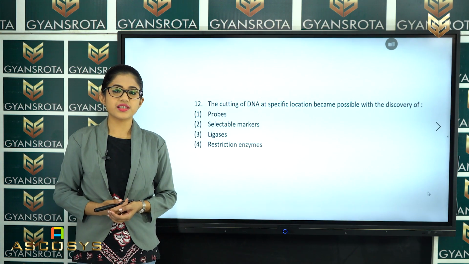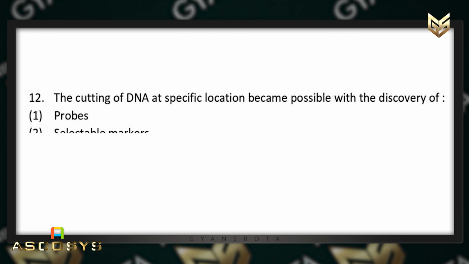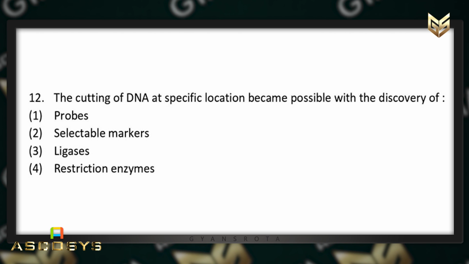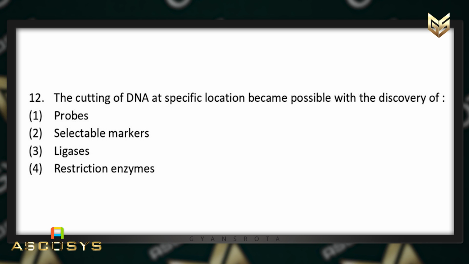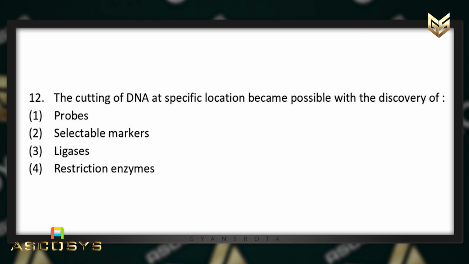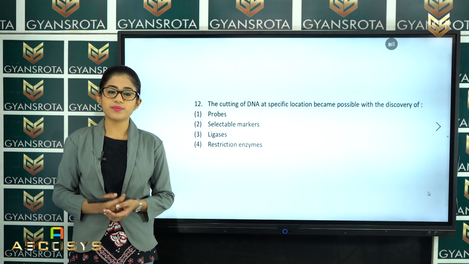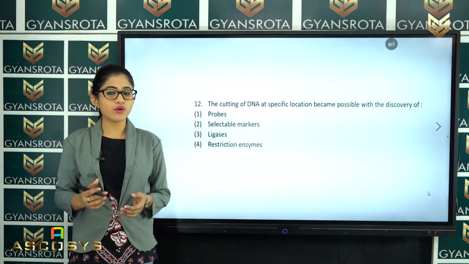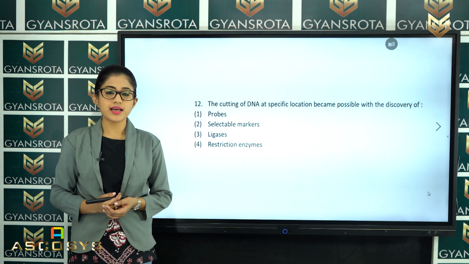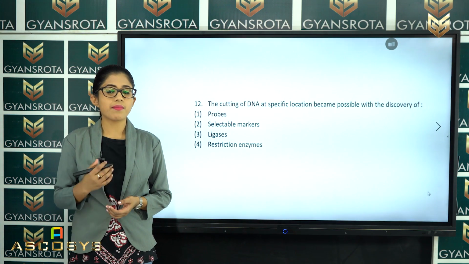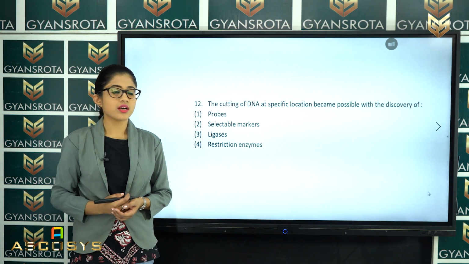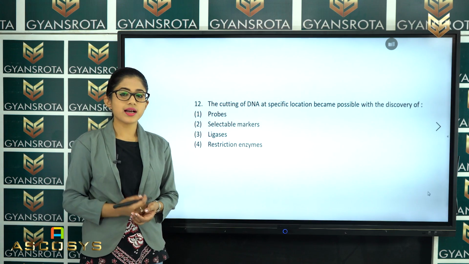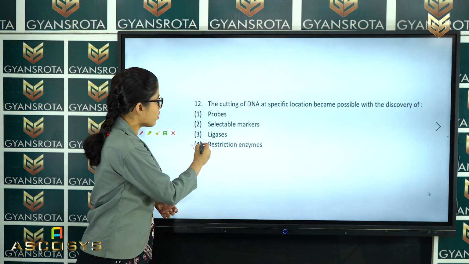Now the next question is question number 12. The cutting of DNA at specific location became possible with the discovery of probes, selectable markers, ligases or restriction enzymes. So this is from the chapter Biotechnology Principle and Process, and you know that a specific site of DNA is cut and it is recognized by the enzyme restriction enzyme, that is called as the molecular scissors. So among these 4 options, the correct answer is option number 4, restriction enzyme.